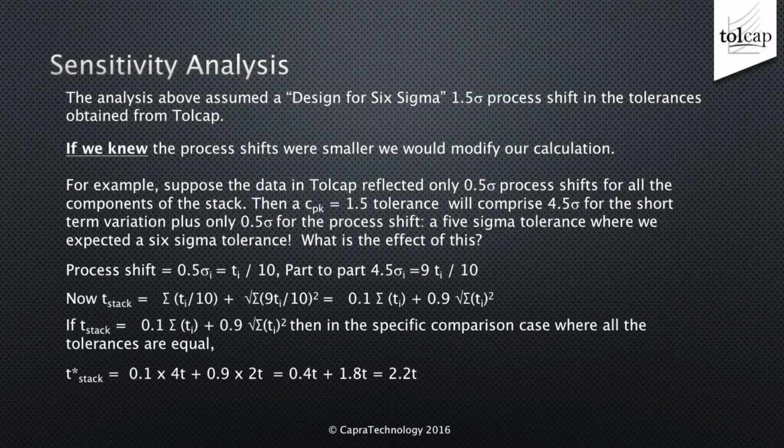What's the effect of this? Well, the process shift at 0.5 sigma is now the tolerance divided by 10, and the part-to-part 4.5 sigma is 9/10 of the tolerance. And now the T stack is the sum of the 10th of the tolerance and the root sum square of 9/10 of the tolerance, which comes out to 0.1 of the sum of the tolerances and 0.9 of the root sum square of the tolerances. And then if we go to the specific comparison case where all the tolerances are equal, that comes out to T star stack at 2.2 times the tolerance.